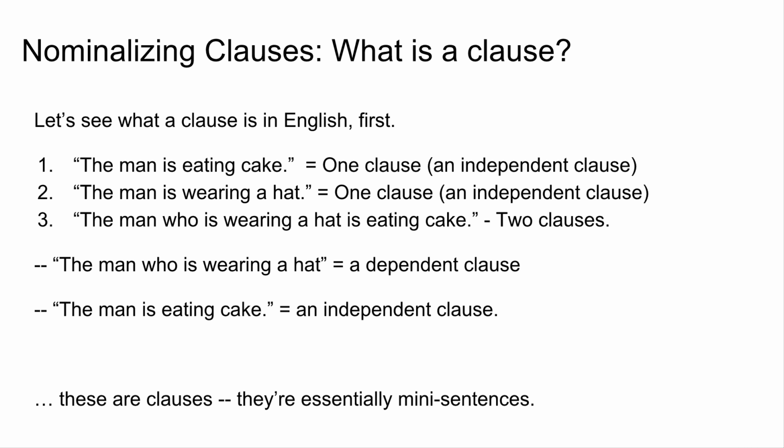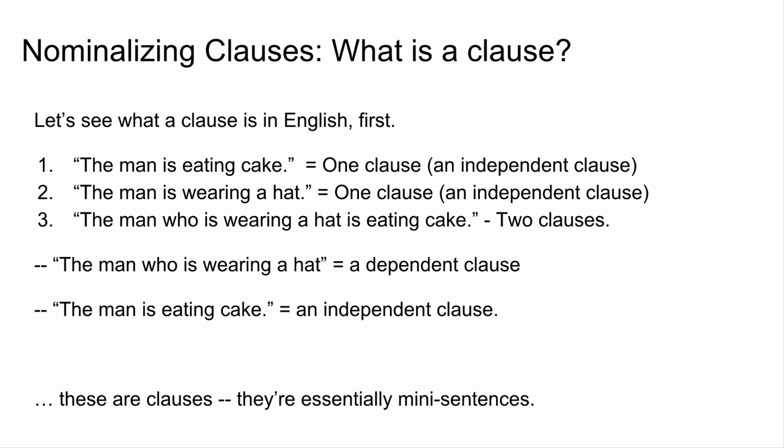So the man who is wearing a hat is a dependent clause. There is a man, he is wearing a hat, and thus it's a clause. However, if I just said the man who's wearing a hat, that doesn't actually mean something. That's just the subject of the sentence. That's not actually a sentence in and of itself. Thus, it's a dependent clause. It needs something else to function properly. The man who is wearing a hat is eating cake. If we look at the other clause in the sentence, the man is eating cake, that's an independent clause. It's an entire sentence. It makes sense by itself.